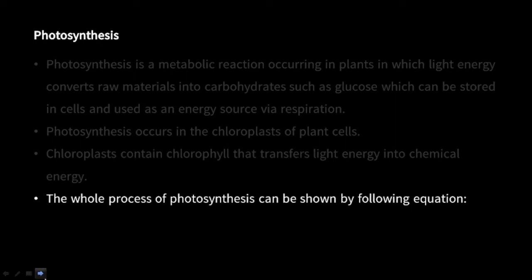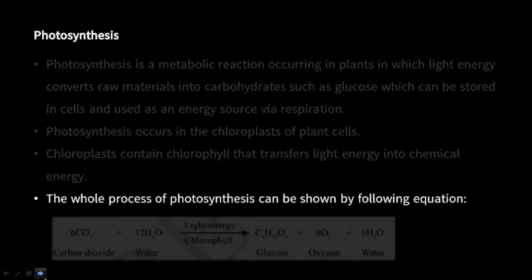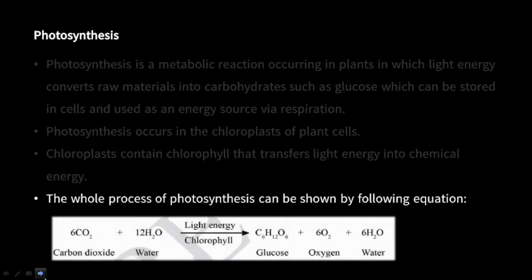The whole process of photosynthesis can be shown by the following equation. CO2 plus H2O, with light energy and chlorophyll, gives C6H12O6 plus O2 plus H2O.